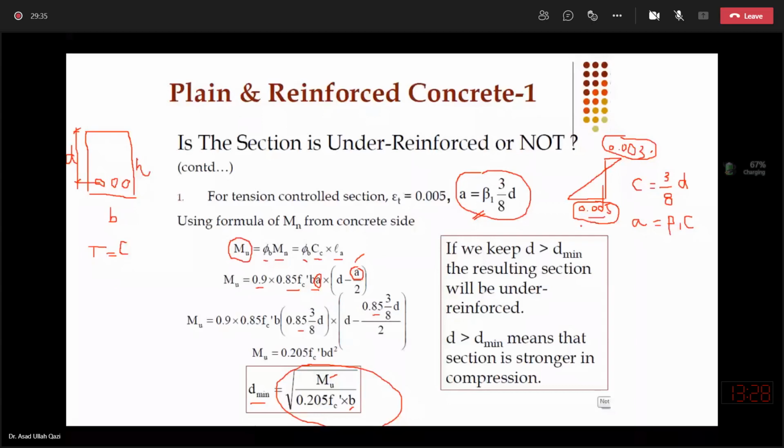We will use this equation to fix the effective depth, and then to that effective depth I will add the cover. Cover I will add following the ACI guidelines, that what must be the clear cover below the steel, then the diameter of the ties which are enveloping the longitudinal steel, and then getting to the center of the longitudinal steel. So that cover I will also add to the effective depth to get to that gross h. If we keep in our design problem d greater than d minimum, the resulting section will be tension controlled under reinforced.